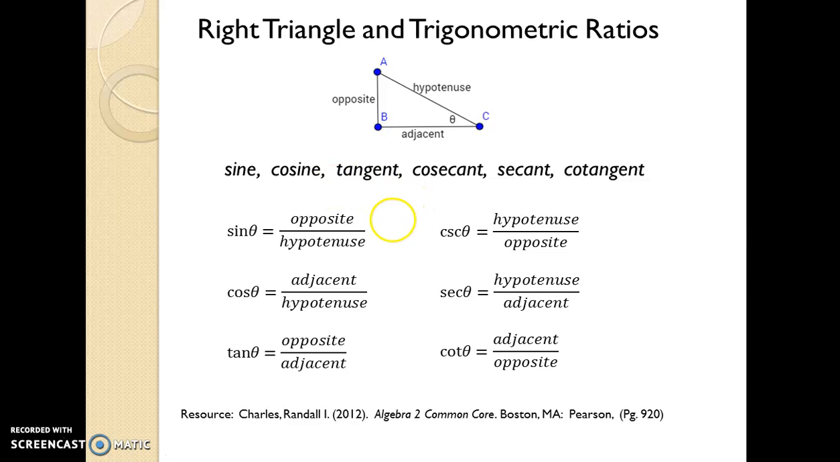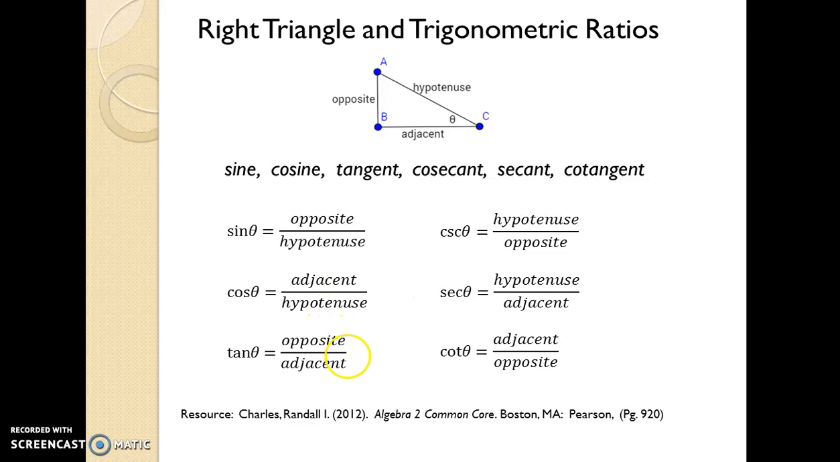Now, since this student did ask about the relationship between the secant line and the secant function, I am assuming they are familiar with these definitions, but just to make sure they were understanding, I might run through and review these definitions with them. Sine theta is equal to opposite over hypotenuse, which means that the sine of angle theta is the length of the side opposite of theta over the length of the hypotenuse.